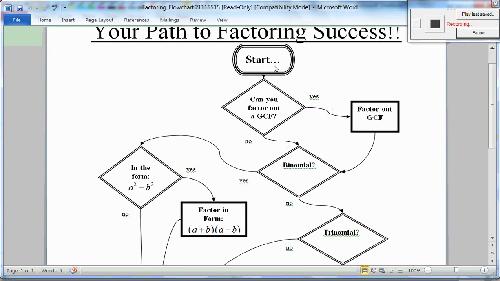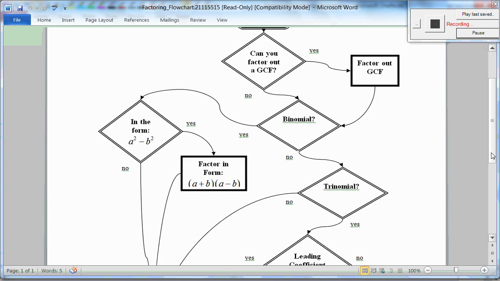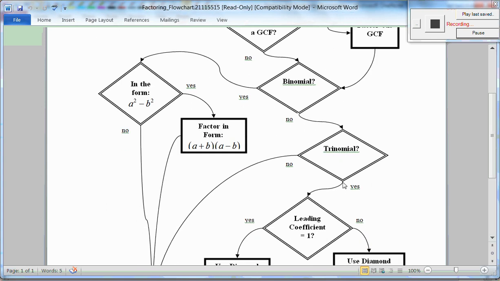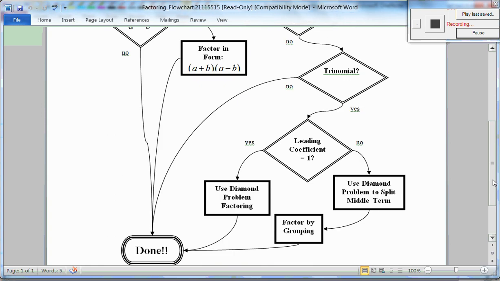Okay? Here's where we are with this flowchart. We're going to start with this first. Can we factor out the GCF? That's what we just practiced. If we can, we're going to do that. Then we're going to say, is it a binomial? And the answer is going to be no. Is it a trinomial? The answer is going to be yes. Is the leading coefficient a 1? And the answer is going to be no. Okay? So what we need to do is use a diamond problem to split the middle term. So this is where we're at right now.